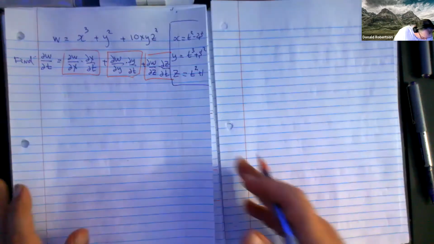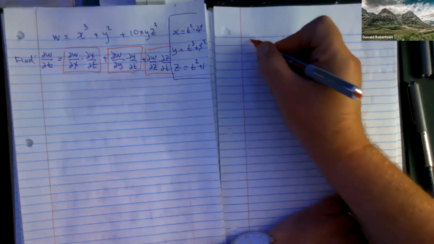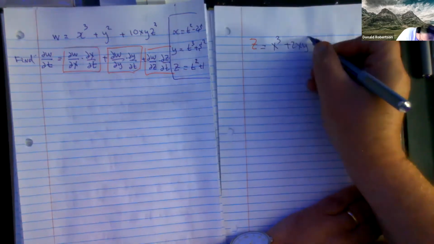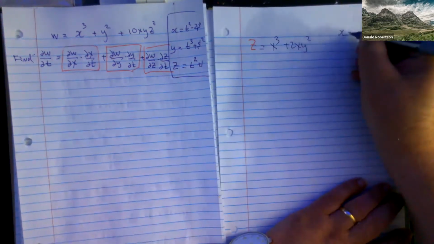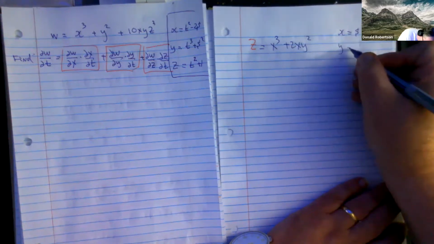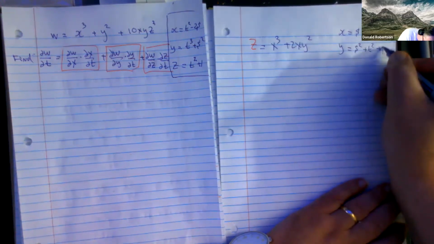Let me choose another situation. Suppose I had a z, and it was equal to whatever it's equal to, doesn't matter. And I told you that x was made up of s, t, and p, and that y was made up of s, t, and p.